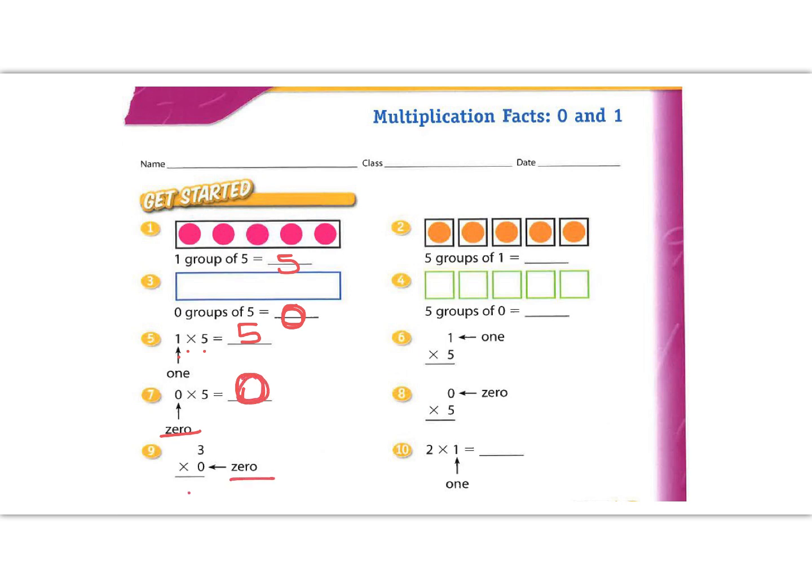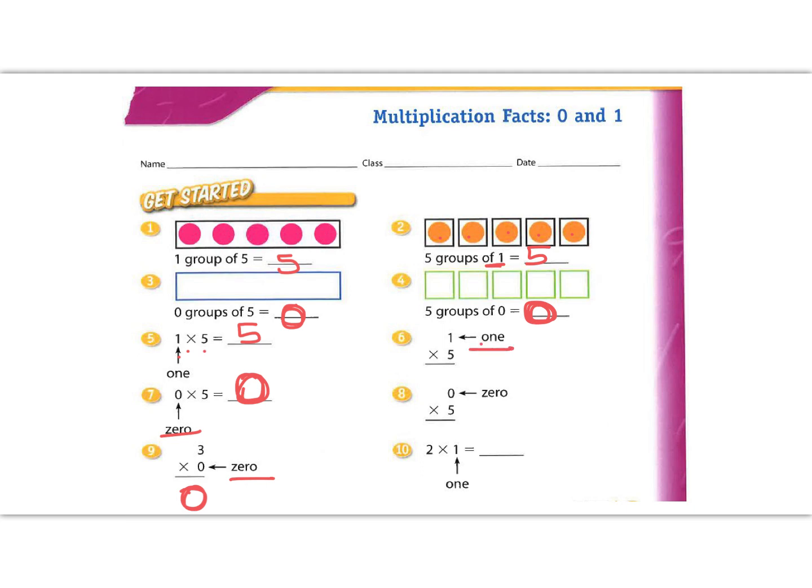3 times 0 equals 0. You automatically know the answer. Anything times 0 is 0. Anything times 1 is itself. So 5 groups of 1, 1, 2, 3, 4, 5 is 5. Here we have 5 groups of 0. There's nothing, so it's 0.